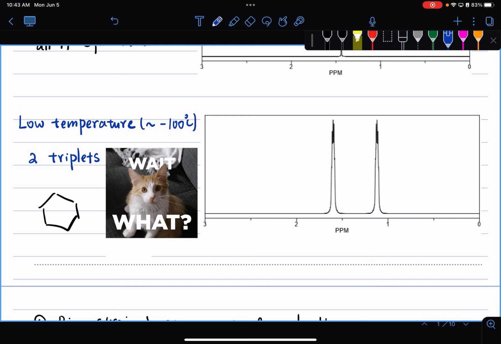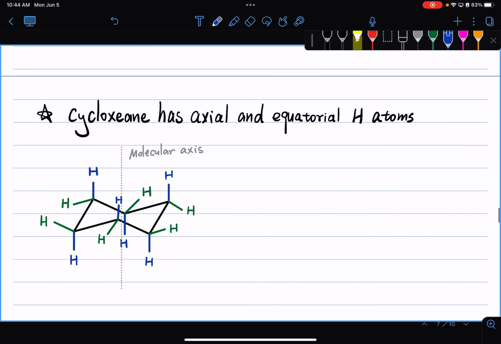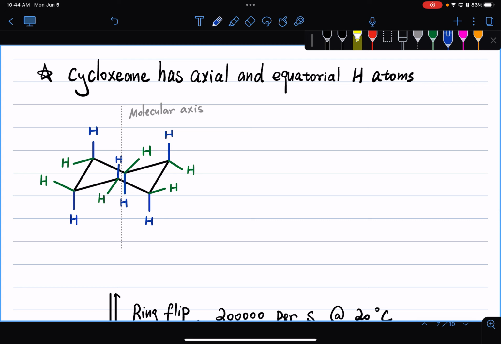Why at low temperature NMR does your cyclohexane have 2 different signals? That tells us that in my cyclohexane chair, we have 2 different types of hydrogen. Now, what are these 2 different types of hydrogen? In this model here, I used a different color so you can better see it. Depending on where your molecular axis is, you have 2 different kinds of hydrogen. One of them is going along with the molecular axis, so that is called axial. And these green ones are called equatorial.